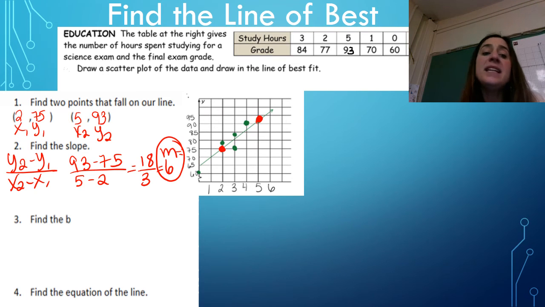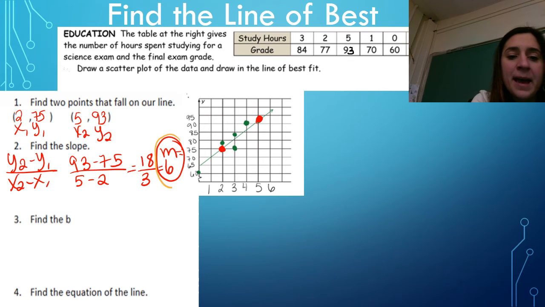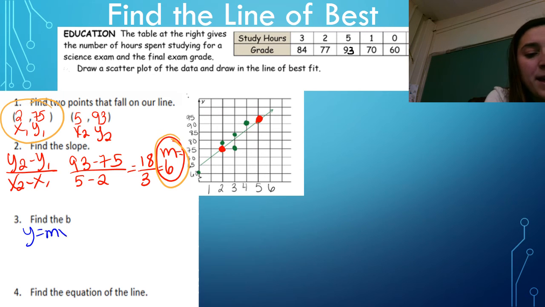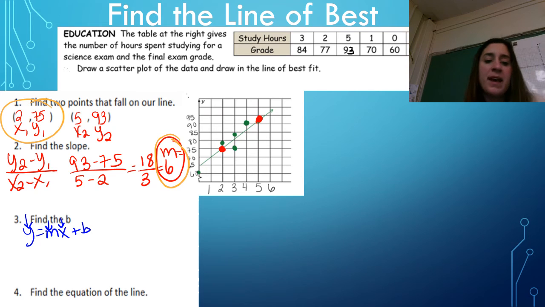Great. Now I need to find my b. To find my b, I have to plug in my m, and I also have to choose an ordered pair to plug in. I'm going to choose (2, 75). I could have chosen (5, 93), but I'm going to use the easier numbers. So I'm going to plug that into y equals mx plus b, slope-intercept form. I'm going to plug in my y, my m, and my x.